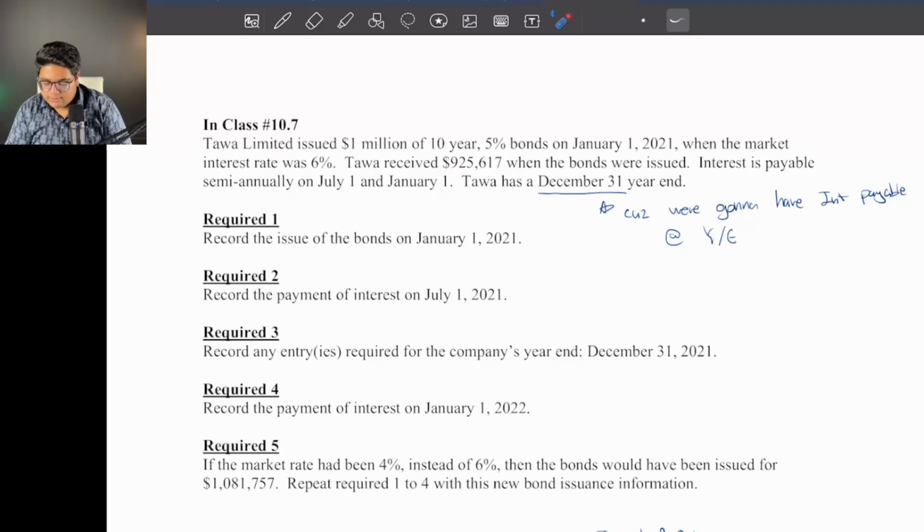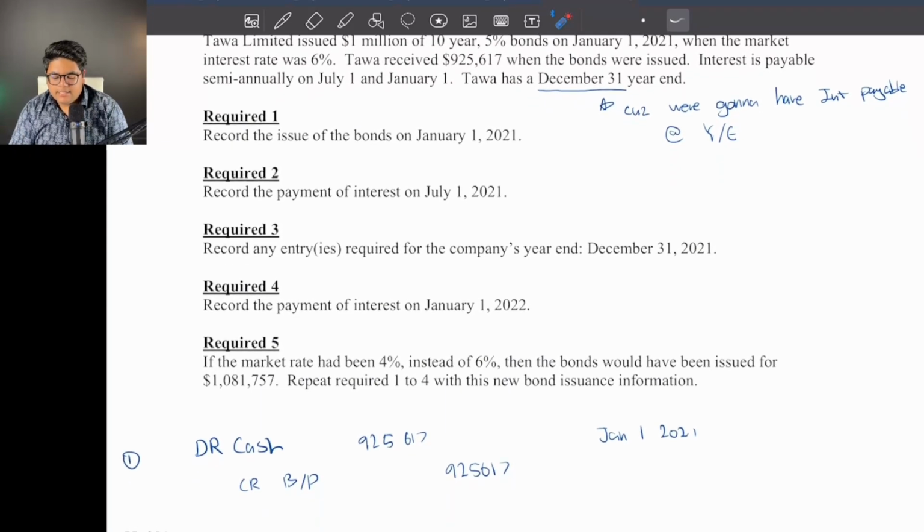And the interest is payable semi-annually on July 1st and January 1st. So we have a December 31st year end. And this is relevant because if we need to pay interest on January 1st, at some point we're going to have an interest payable. Usually it would have been just debit interest expense, credit cash. But now we have an extra step of debit interest expense, credit interest payable, debit interest payable, credit cash. This December 31st is the reason we have that little extra step.